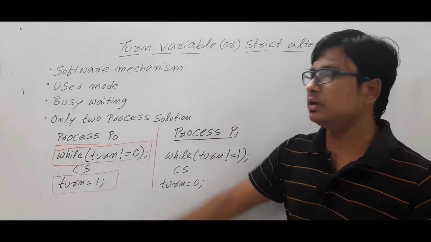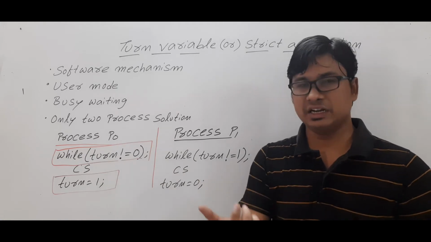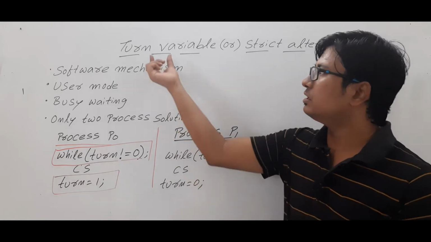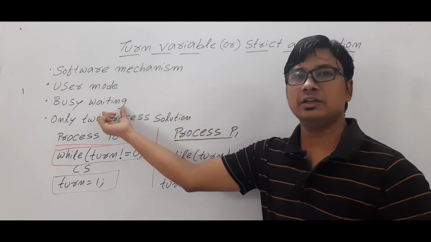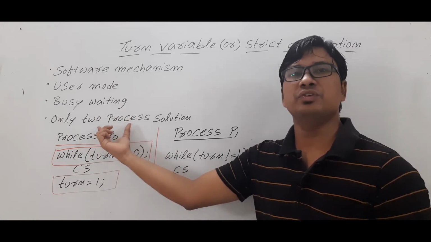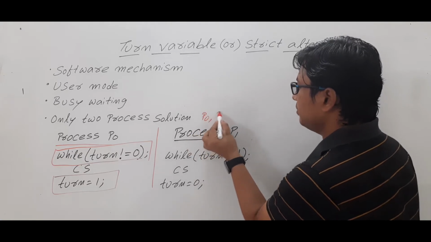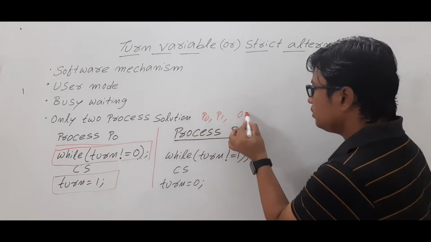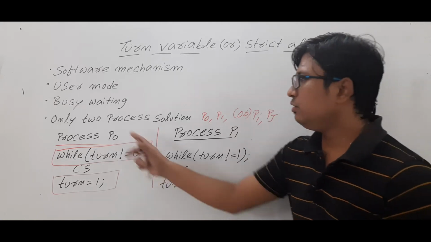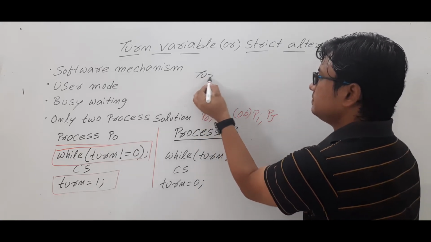So turn variable runs in the user mode. And we have two types of synchronization mechanism. One is busy waiting and another one is non-busy waiting. The turn variable comes in the category called busy waiting, and this mechanism only works for two processes. Either it can be process P0, process P1, or you can say Pi, Pj. Is it clear? It will work only for two processes, and we will have a variable called turn.